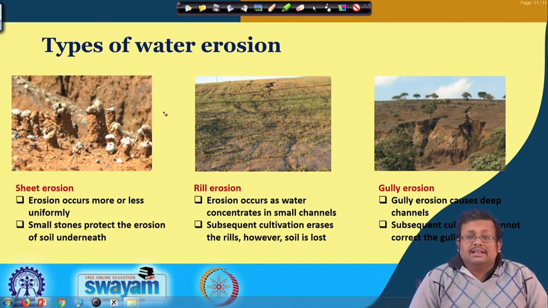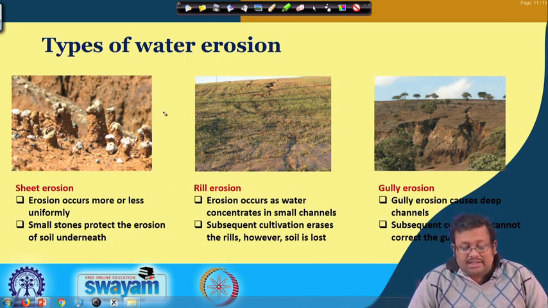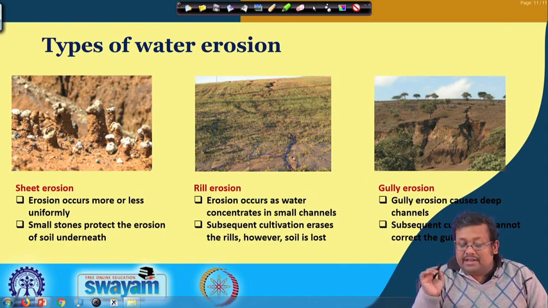Another type of erosion is called rill erosion, and this erosion occurs as water concentrates in small channels. You can see these very small channels through which water concentrates, and as a result erosion occurs in the channel, and subsequent cultivation erases these rills. These rills can be erased using subsequent cultivation in the field. However, the soil will be permanently lost here.